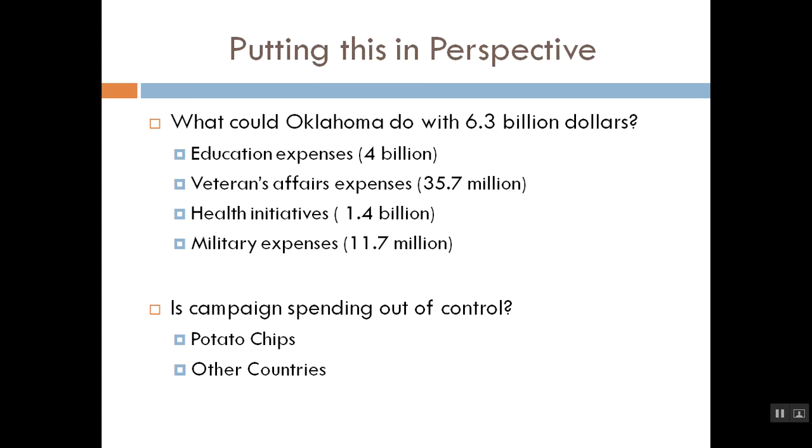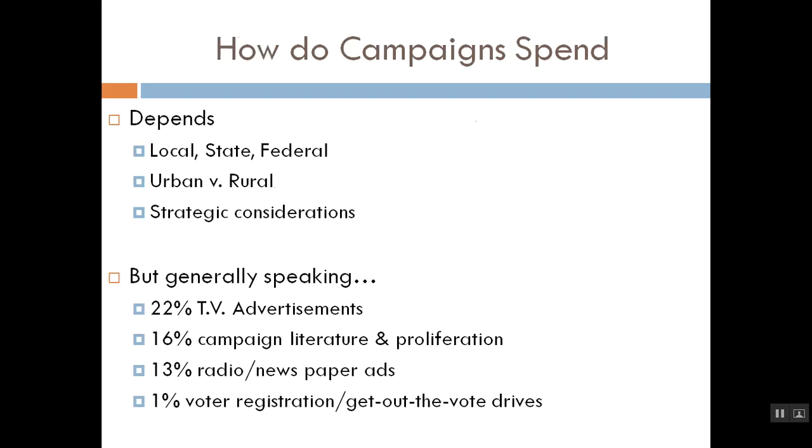And yet we spent a lot more money on junk food than we did on deciding who would be our president. So I don't know. Maybe this number's out of control. Maybe it's not. But it's also important to understand that we don't really know whether or not the money has an effect. And to explain that, let's take a look at how the money is being spent.